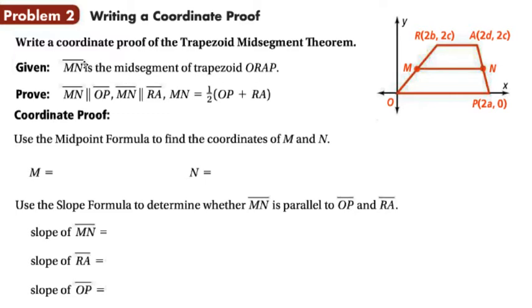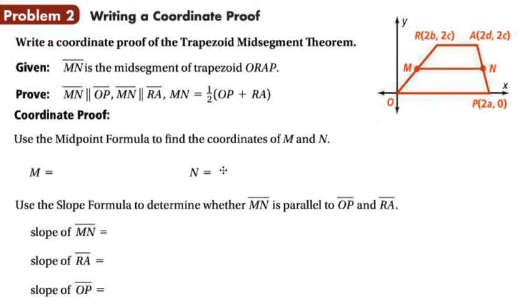Here's a second problem. It says write a coordinate proof of the trapezoid midsegment theorem. The trapezoid midsegment theorem says that if we have a midsegment MN, then we need to prove that the midsegment is parallel to both bases and its length is half the sum of the other two.